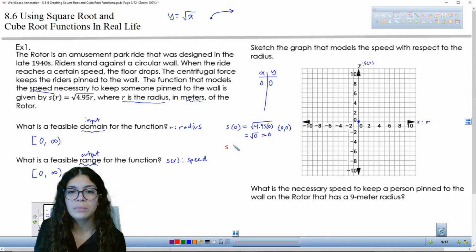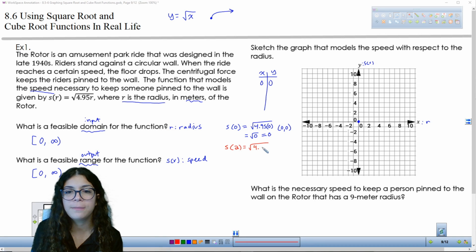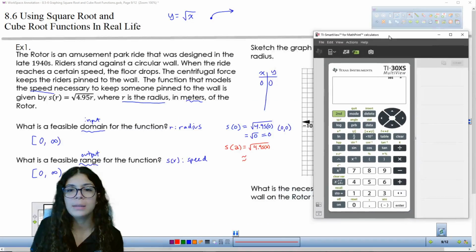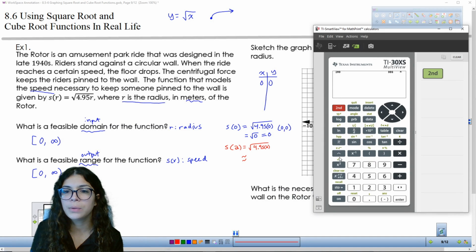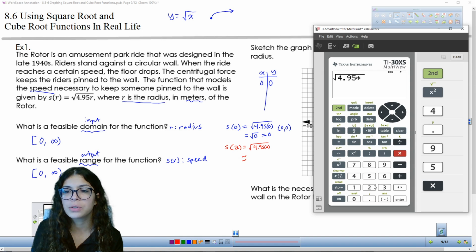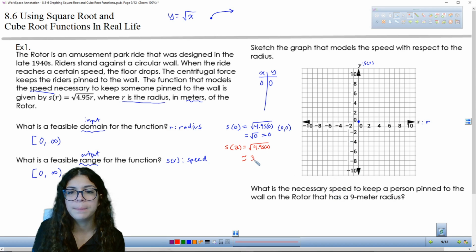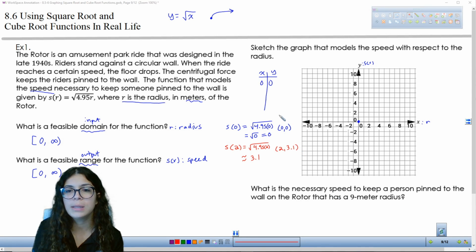So I'm going to find S of 2 first. So I'm going to plug in 2. So 4.95 times 2, and I'm taking the square root of that. Now, I'm just going to use my calculator for this. So I'm going to plug in square root of 4.95 times 2, and that is about 3.1. So the point 2, 3.1 is on the graph.